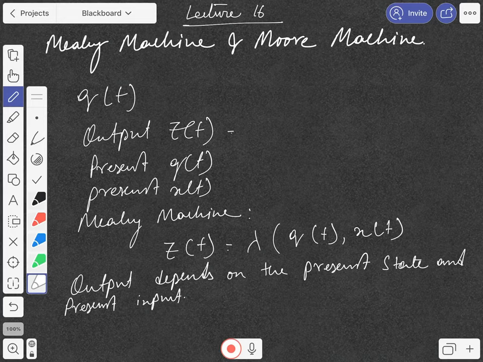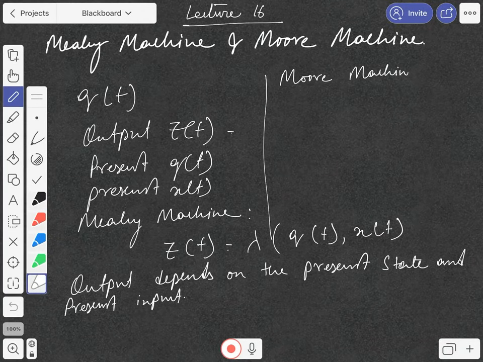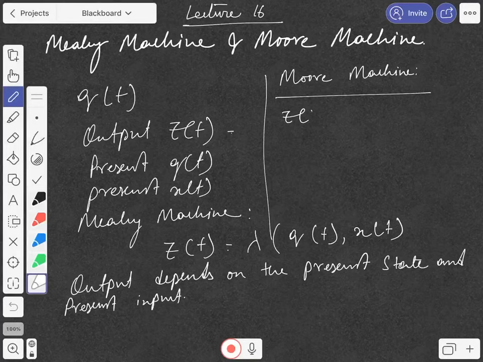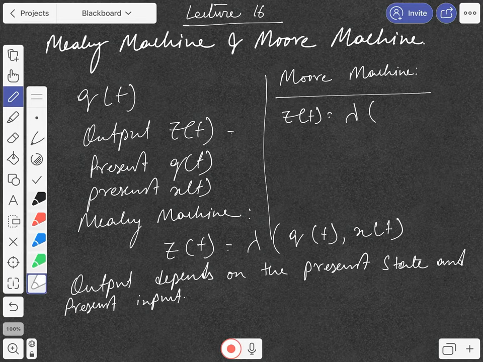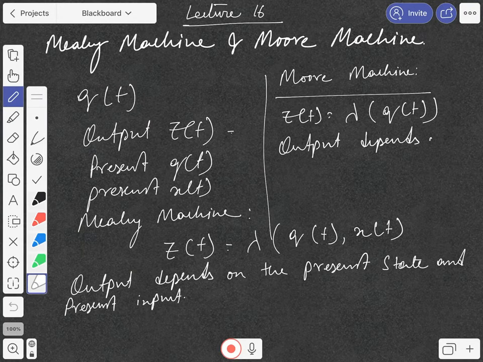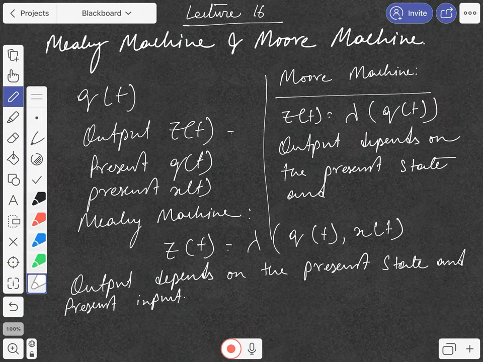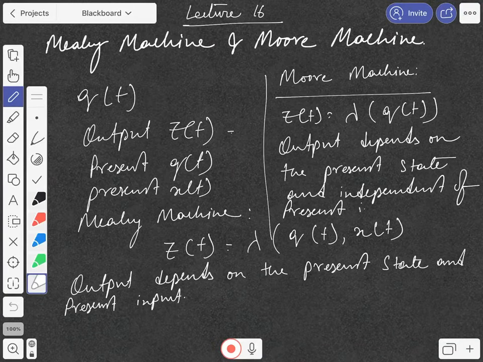And in case of a Moore machine, the output ZT is a function of the present state and independent of the present input. Output depends on the present state and is independent of the present input. Let us see through an example.